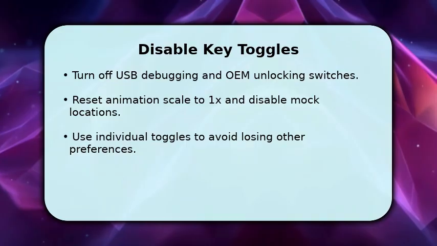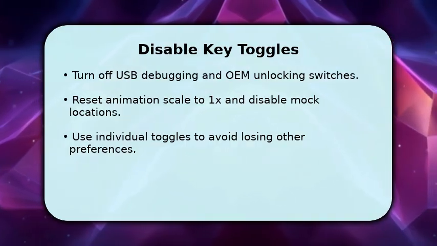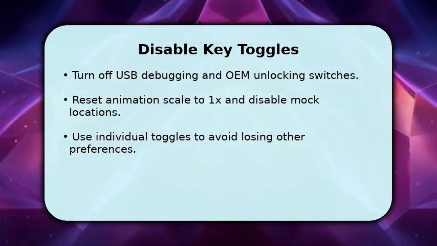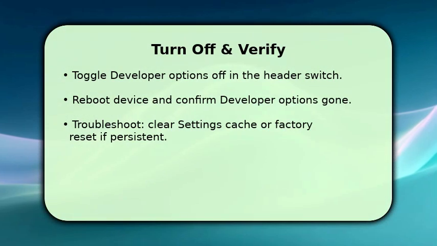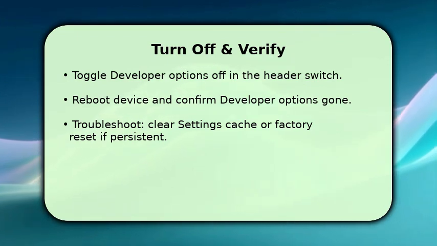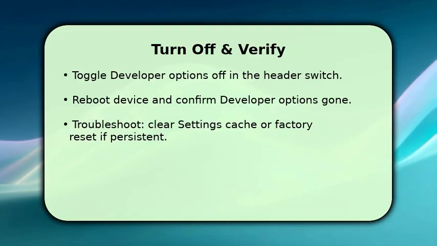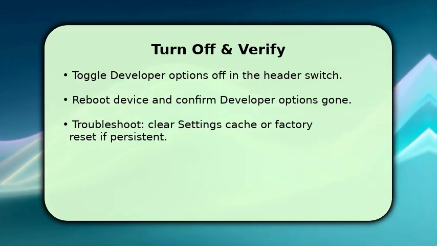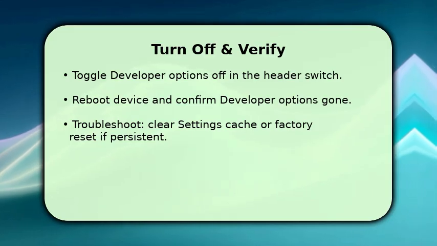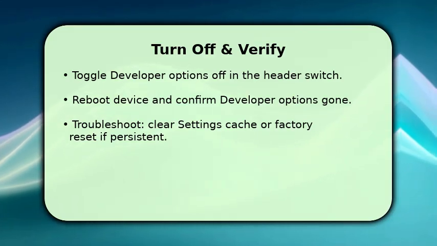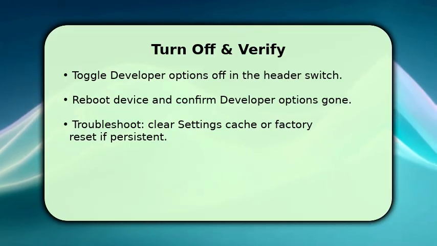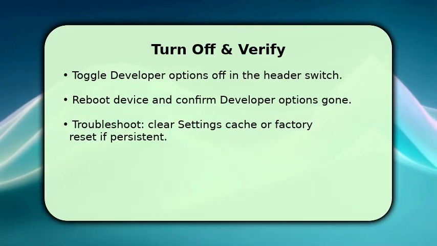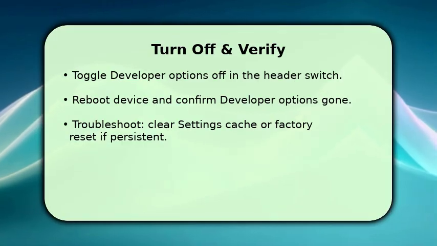Make sure to toggle items individually so you can finish by flipping the main developer options switch to off. This hides the menu and disables all developer toggles at once. Once done, reboot your device to ensure changes take full effect and then revisit settings to confirm developer options no longer appears. If the menu persists or some behavior remains, clear the settings app cache and data, then check again.